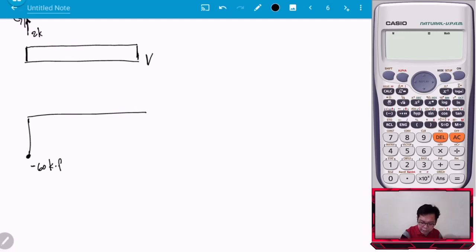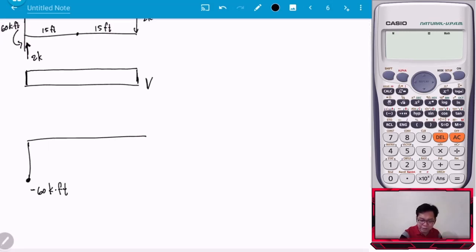Negative 60 kip feet, yan. And then notice na we have a positive area, di ba? Positive shear man yan, positive area. So it will actually increase. Tapos linear yung pag-increase. Kasi 0 degree man to, di ba? So, dapat first degree linear lang yung pag-increase ng moment natin. So, from here, tataas yan. Okay, hanggang dito siguro. Pero, ano yung value ng pagtaas? Ang value ng pagtaas is equal to the area nito.